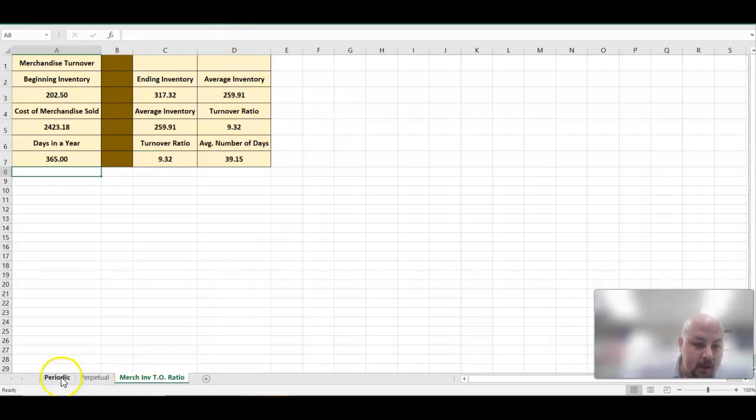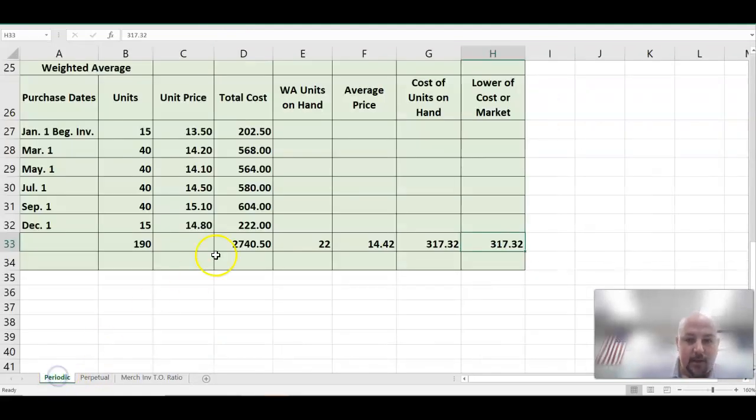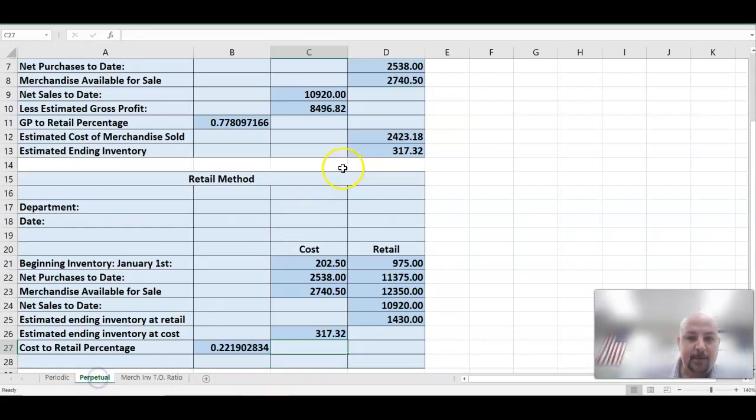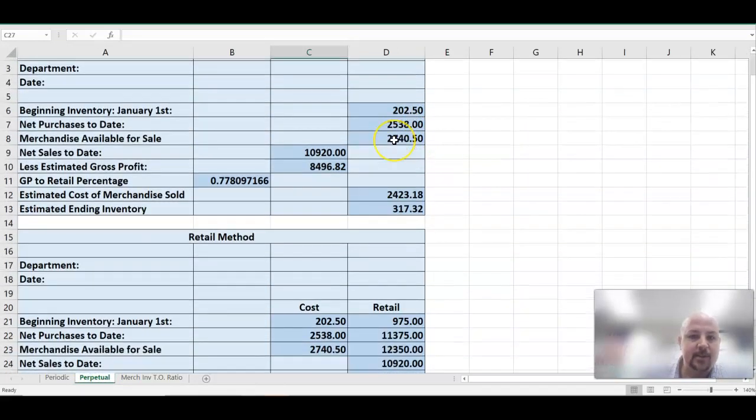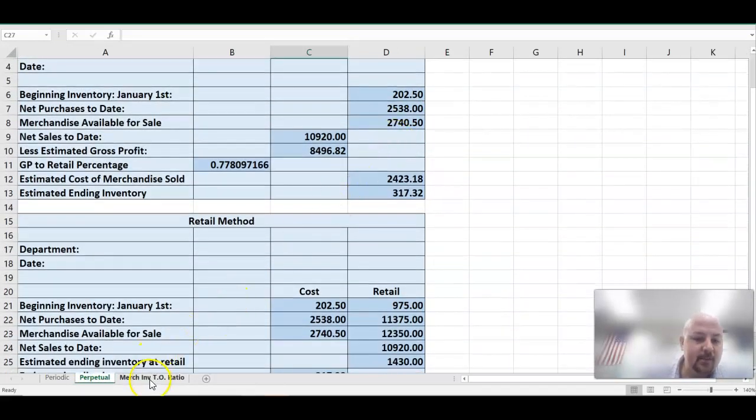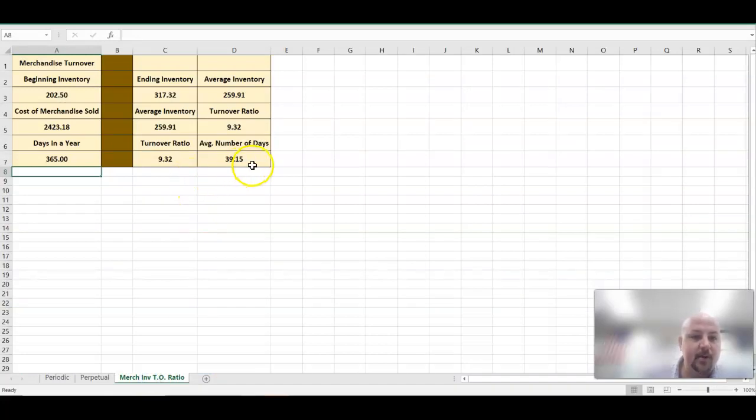So in these two videos, we've covered periodic inventory, we've covered perpetual inventory using numbers that we had available to us, and we completed the turnover ratio and average number of days upon which a product sits on the shelf.